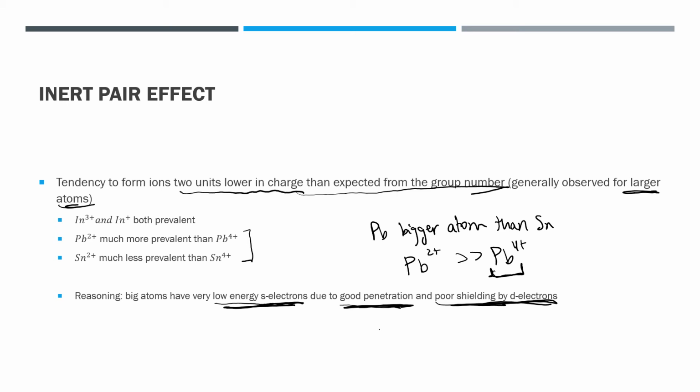Whereas with tin, we see the opposite effect. Sn4+ is much more prevalent than Sn2+. Why is this? Because tin is not affected by the inert pair effect, since it's not a super big atom. Because of this, the s electrons are not super low in energy, and it can lose the s electrons, forming the 4+ cation. The 2+ would be if they didn't lose the s electrons, which doesn't happen as much because the s electrons are relatively high in energy. They're not super low in energy like with bigger atoms such as lead.